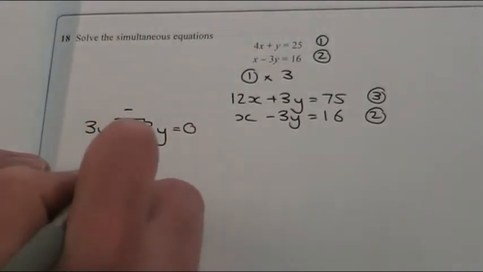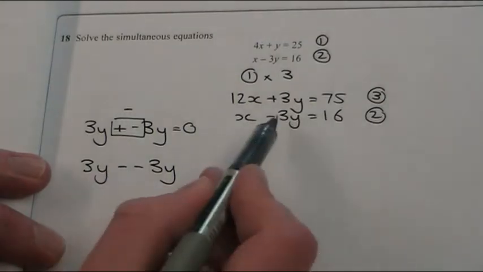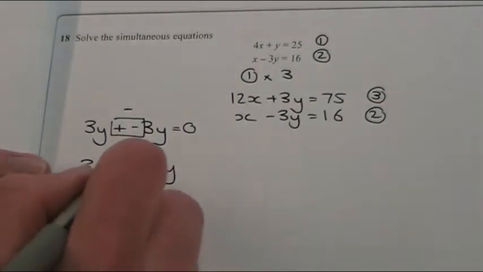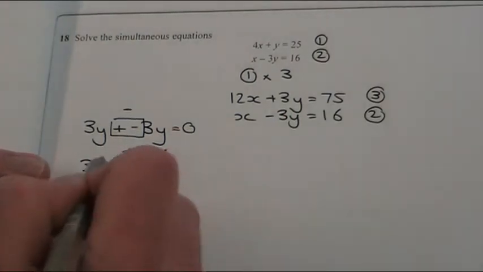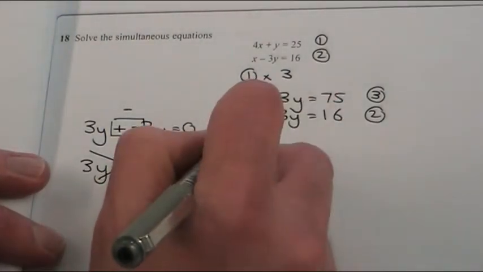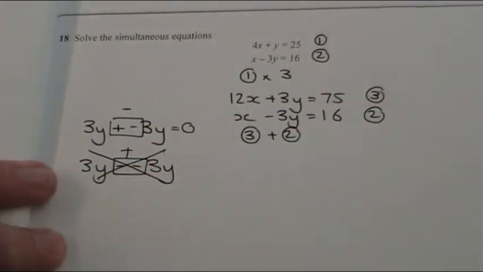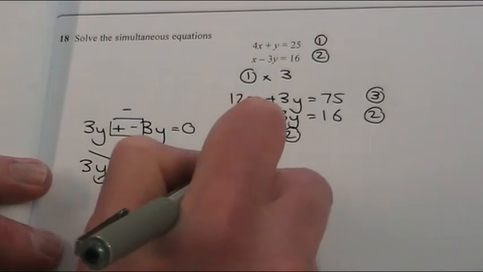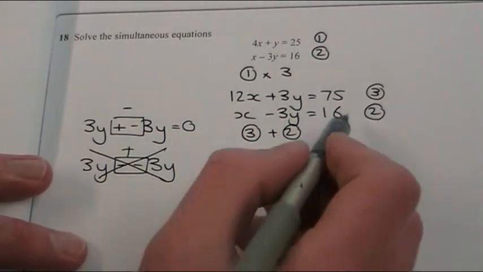I'll just show you. If I would have subtracted them, I would have had 3y minus my negative 3y. That turns into a plus, and therefore would not be eliminated. So I'm going to say equation 3 add equation 2. 13x's, 3y eliminated, and what's that? So 80, 91.